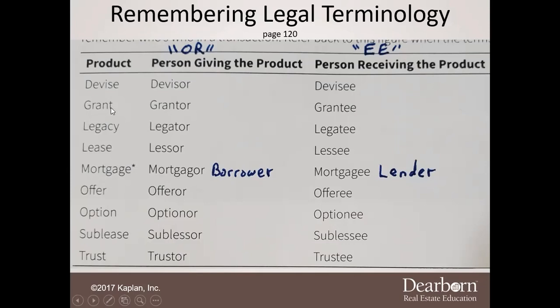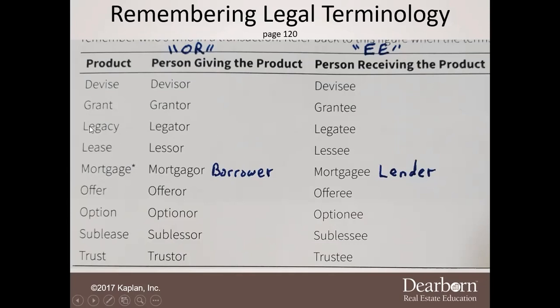We grant ownership from one party to the next when we give it to them or sell it to them. And the grantor is the one that gives that property, and the grantee is the one receiving it. A legacy is the personal property we've amassed during our lifetime, and a legator is the one who gives that property to someone who is called the legatee.